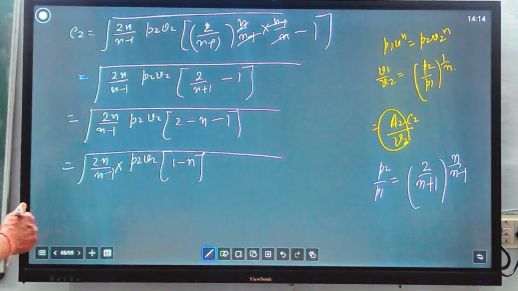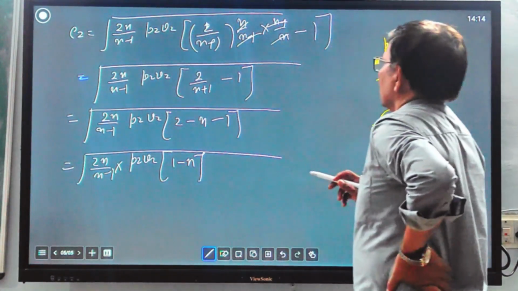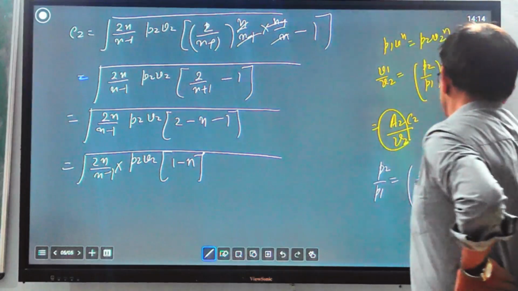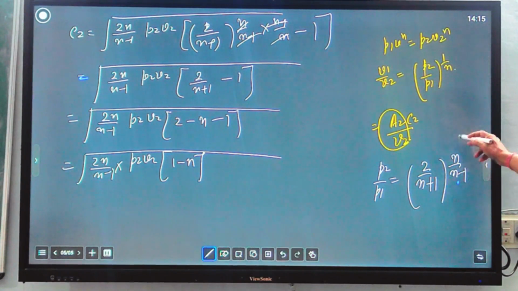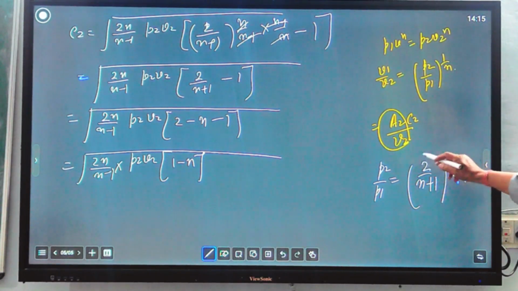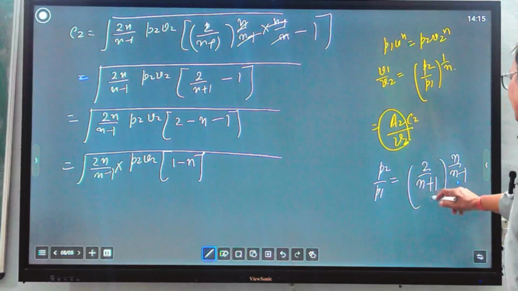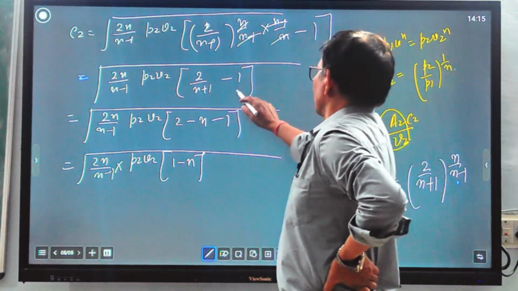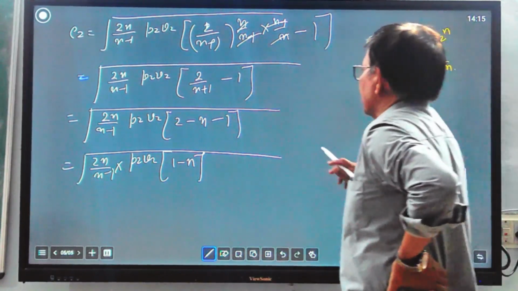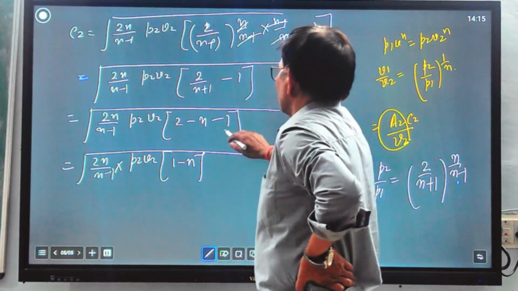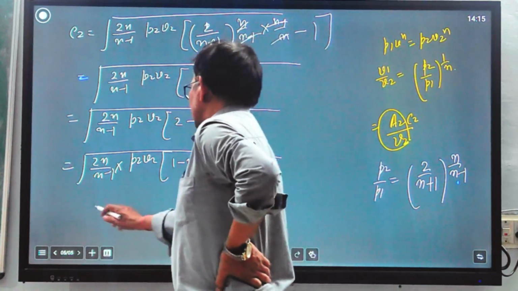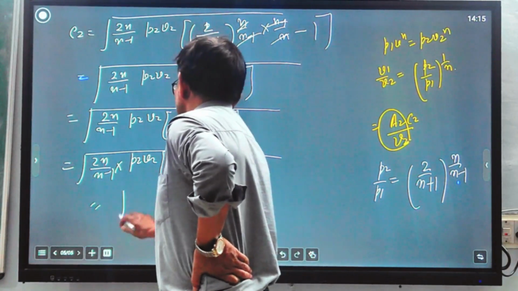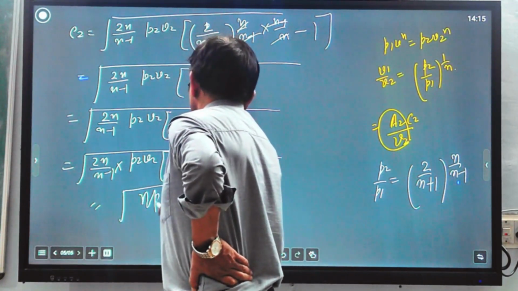I think p2 v2 have taken 2n upon n minus 1 and 2 and plus 1 and n upon n minus 1. Here we have put the value 2 upon n plus 1, 2 upon n plus 1 to the power n upon n minus 1 to the power n minus 1 upon n. It will be removed. You will get only 2 upon n plus 1. So 2 upon n plus 1 minus 1 and 2 minus n minus 1. So you get 1 minus n and here n minus 1. Simply, after solving all this, you will get n p2 v2.